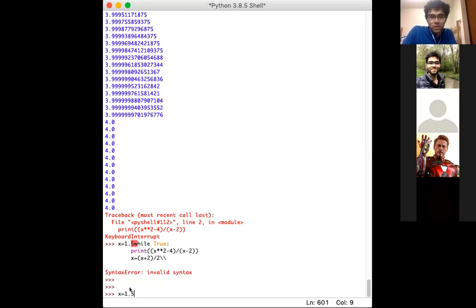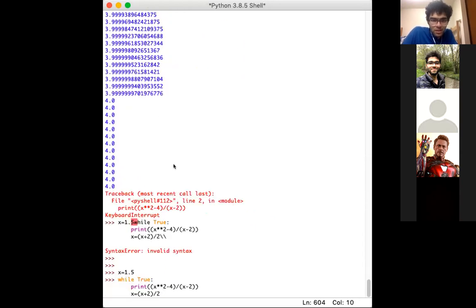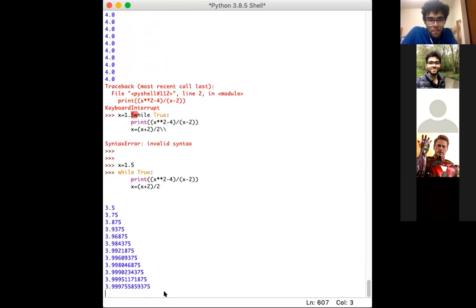Let's start at x equals 1.5. And then I have written this program over here, because this is just going to print x squared minus 4 divided by x minus 2. And then it will increase x to something closer to 2. So let's see what happens if I run this.